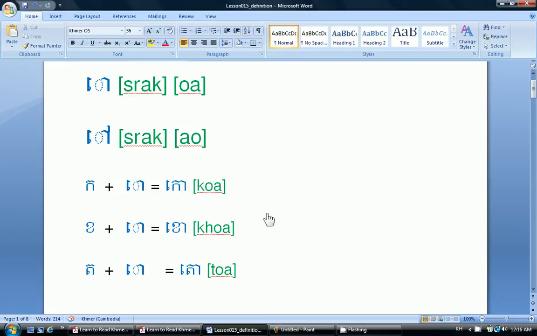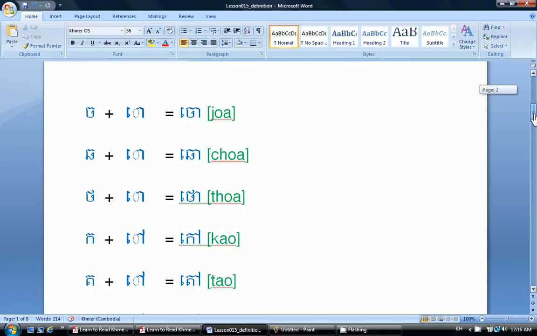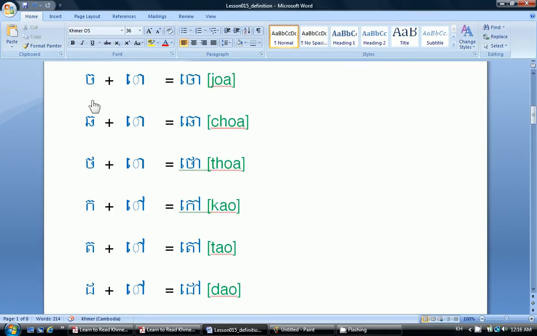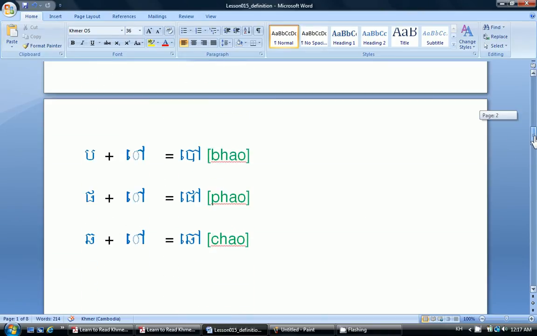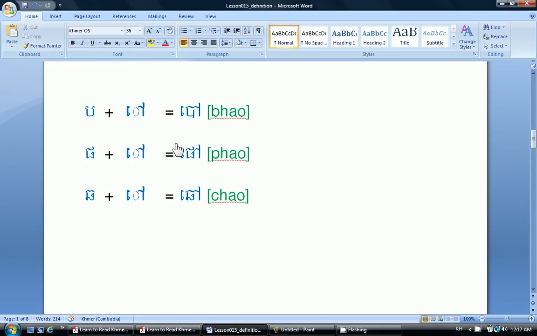Now let's practice saying these words by saying the consonant, the vowels, and then the word. Khaw srak khaw, thaw srak thaw. Let's look at the next sets. Chaw srak chaw, thaw srak thaw, khaw srak khaw, daw srak daw. Bhaw srak bhaw, phaw srak phaw, chaw srak chaw.